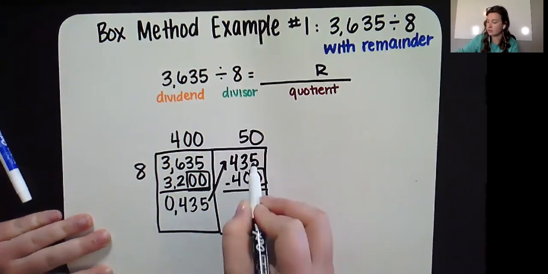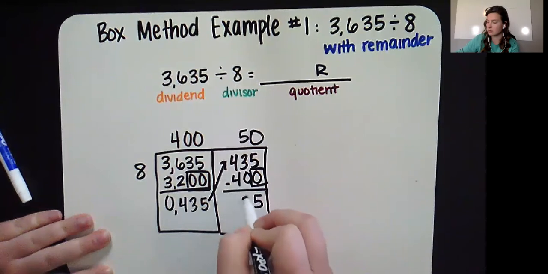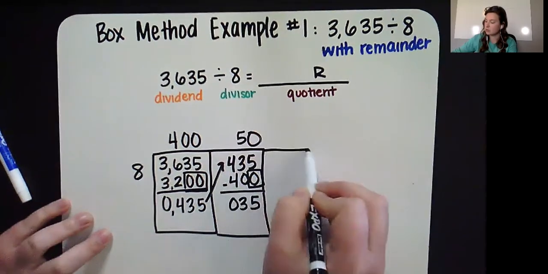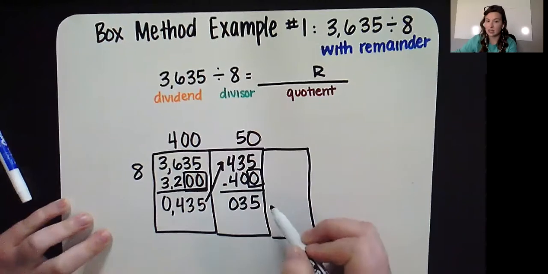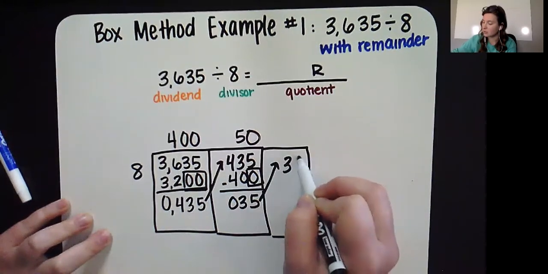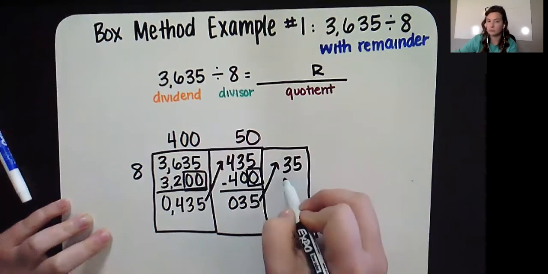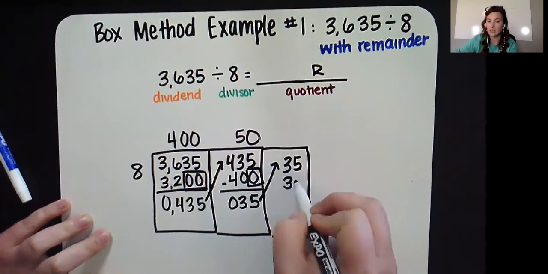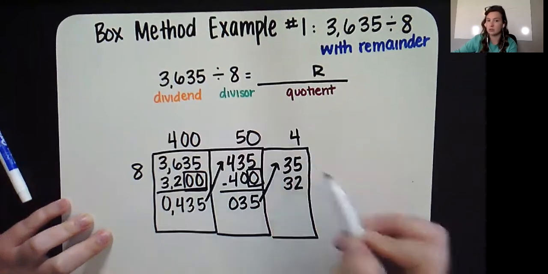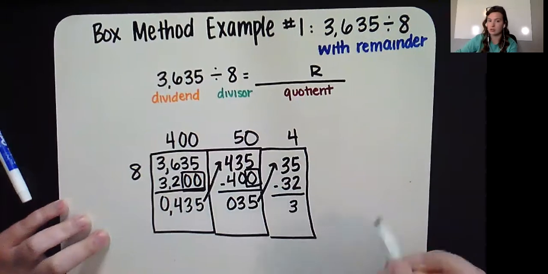I'm going to subtract. 5 minus 0 is 5. 3 minus 0 is 3. 4 minus 4 is 0. For the next box, I'm going to bring that 35 up to the top. That's what we're going to start with. What is the closest I can get to 35 without going over that is a multiple of 8? That would give me 32. 8 times 4 is 32, so I'm going to subtract and get left with 3.